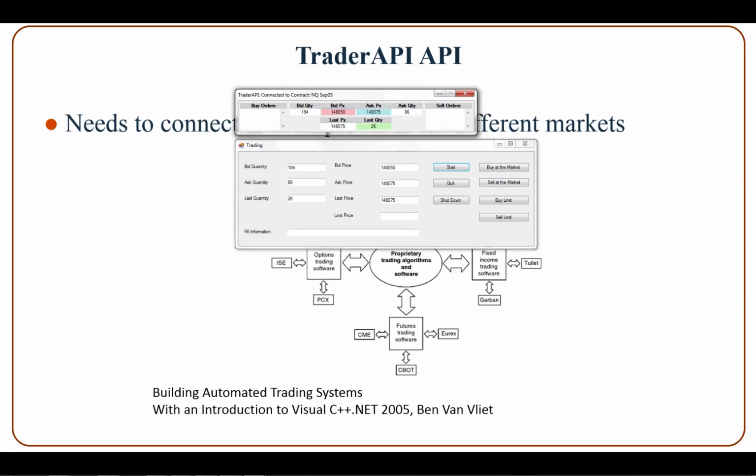So this is a picture of the market. You can buy at the market, and by default the quantity is 6. You can sell at the market, buy limit or sell limit.